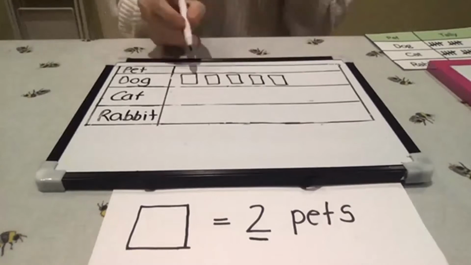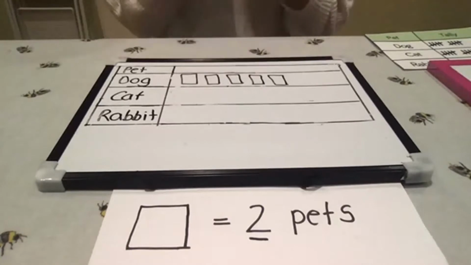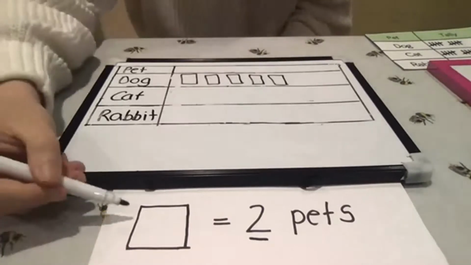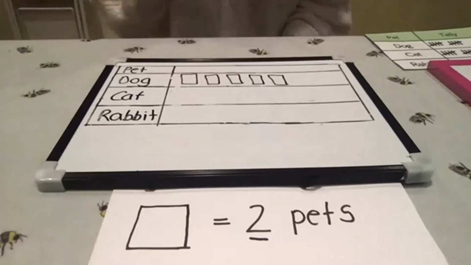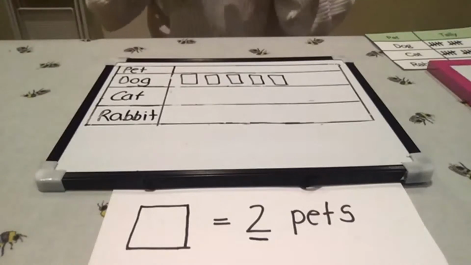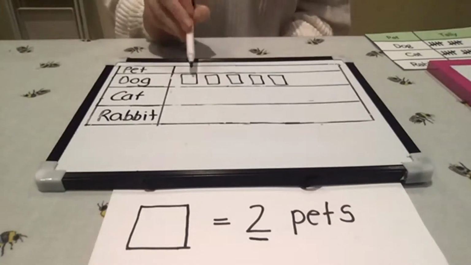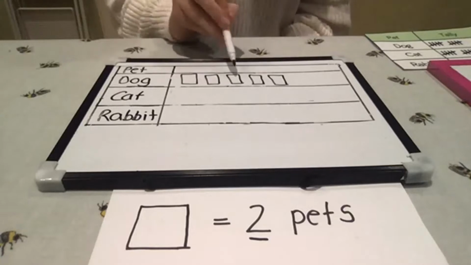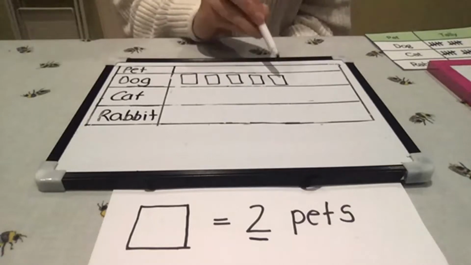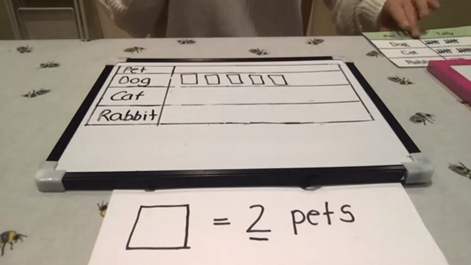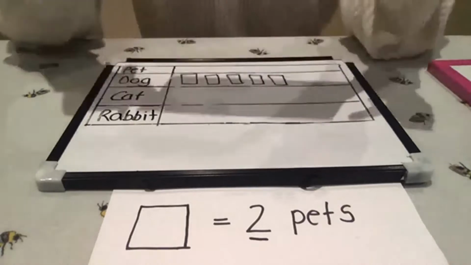Now, Yetu, why did I count in steps of 2? Well, that's because each square, each picture on my pictogram represents 2 pets, not 1. So there we go. I've got 2, 4, 6, 8, 10. I've got 10 dogs all together on my pictogram. Okay, let me look at the next one.